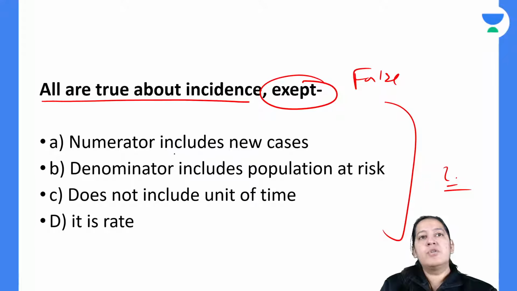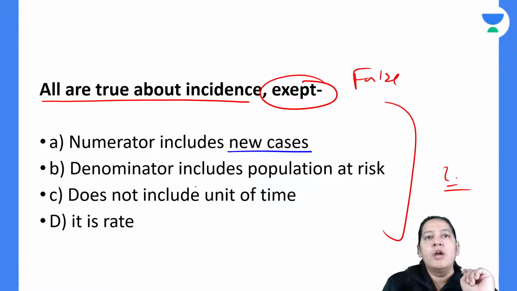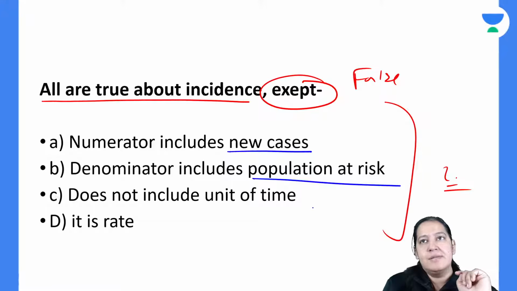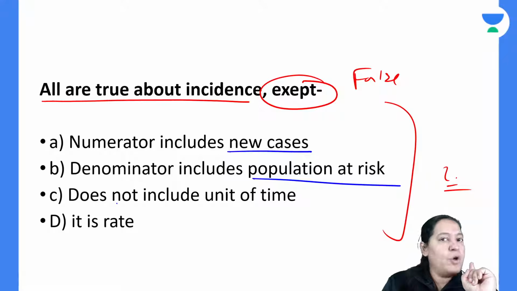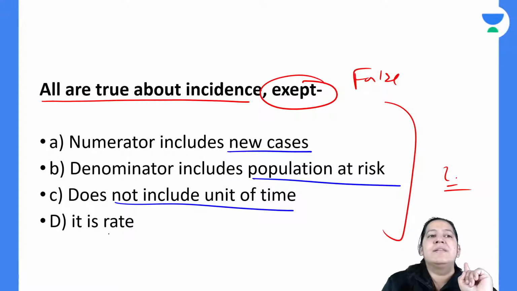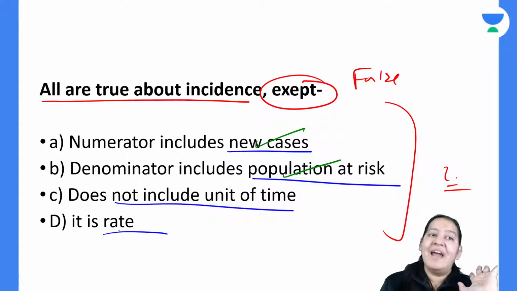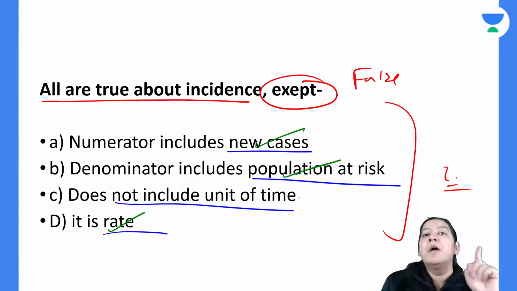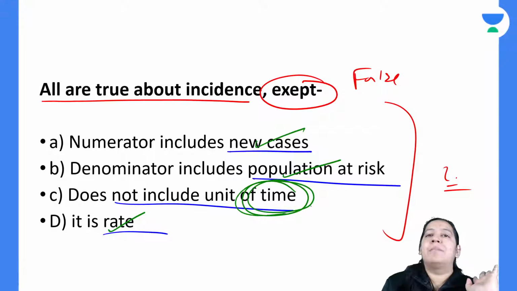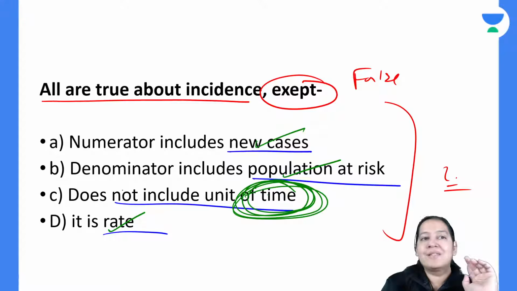Numerator includes new cases, is it false or true? Denominator includes population at risk, is it false or true? Does not include unit of time. And incidence is a rate. So yes, it includes new cases. What is the formula? It is new cases upon population at risk, right? And it is a rate because the multiplier is 1,000. But it always includes time. It does not exclude time.